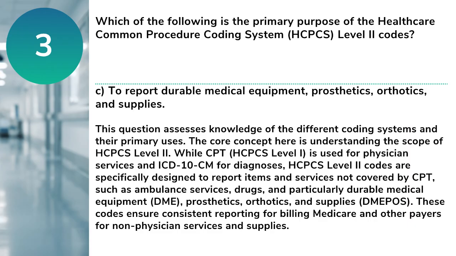This question assesses knowledge of the different coding systems and their primary uses. The core concept here is understanding the scope of HCPCS Level II. While CPT, HCPCS Level I, is used for physician services and ICD-10-CM for diagnoses, HCPCS Level II codes are specifically designed to report items and services not covered by CPT, such as ambulance services, drugs, and particularly durable medical equipment, DME, prosthetics, orthotics, and supplies, DMEPOS. These codes ensure consistent reporting for billing Medicare and other payers for non-physician services and supplies.